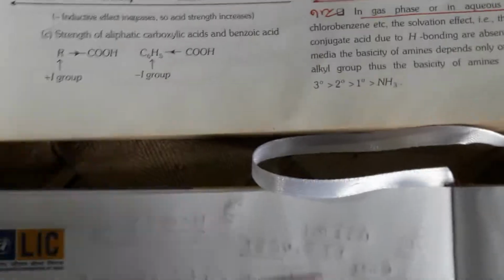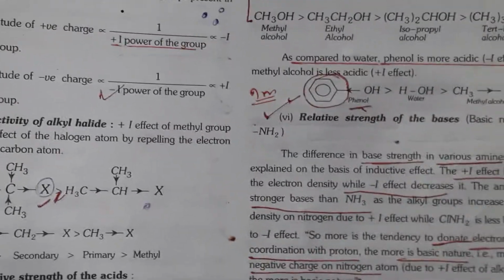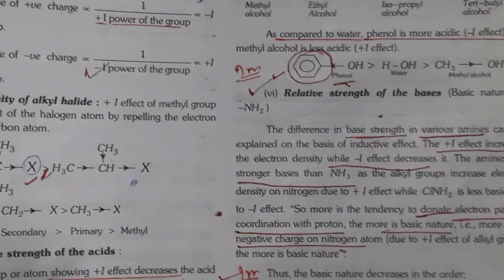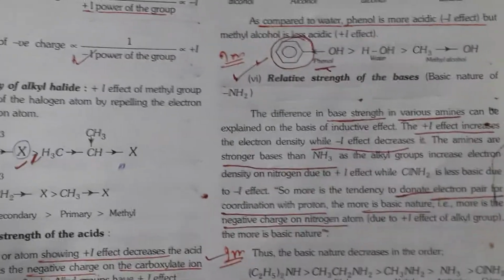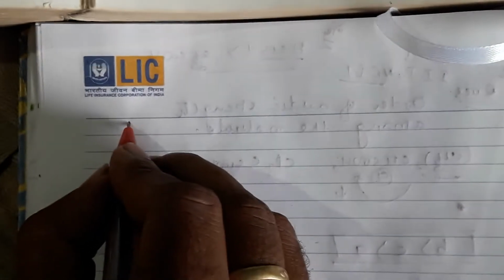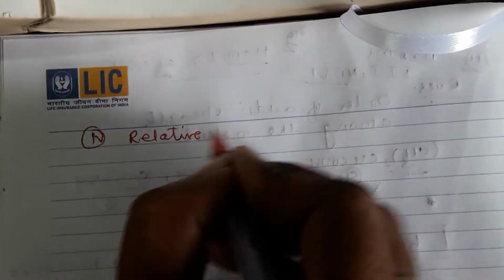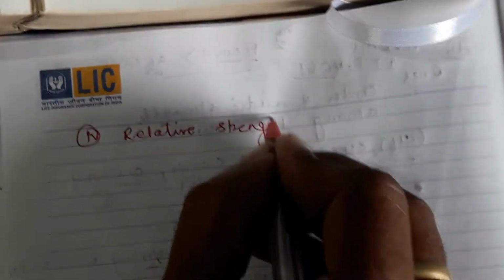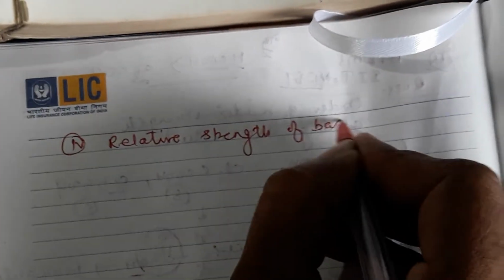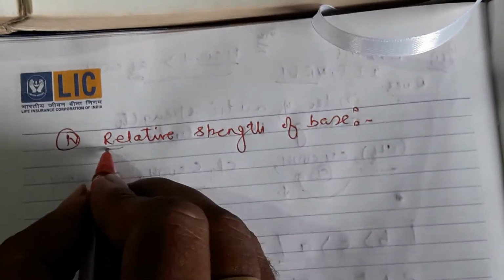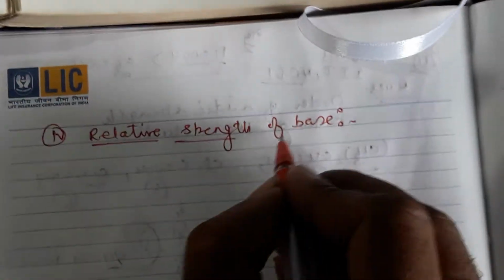So I have completed this point, the relative strength of acid, and the next point is the relative strength of base. I have explained this relative strength of base, so it is my fourth point. It is also an application of the inductive effect by which you can identify the relative strength of base.